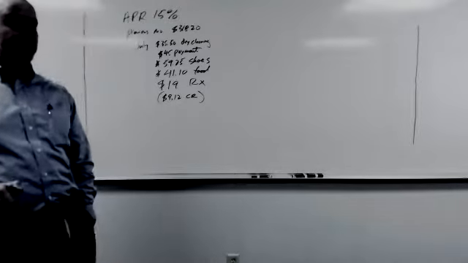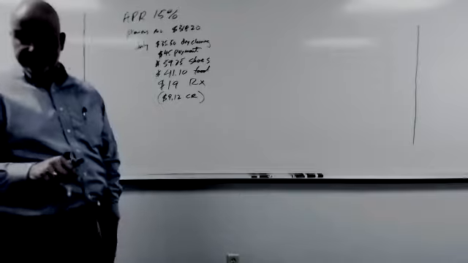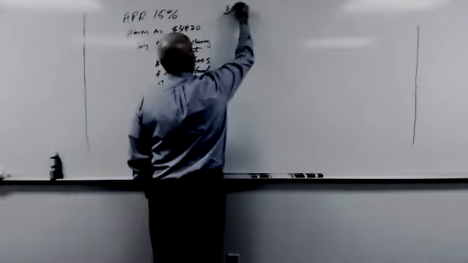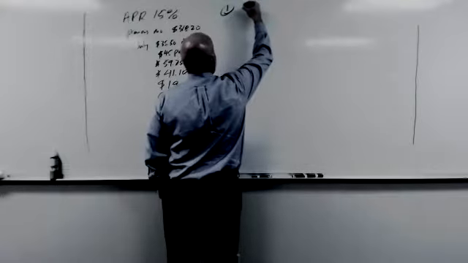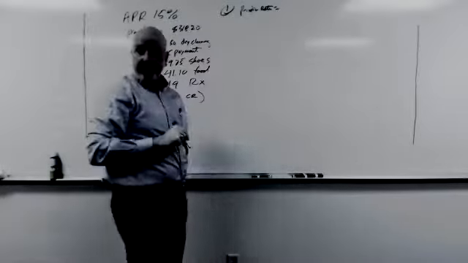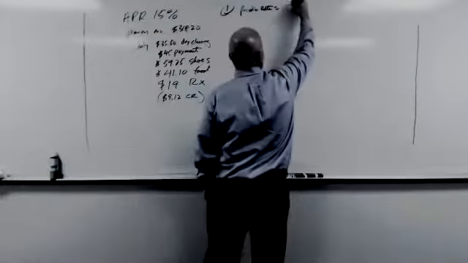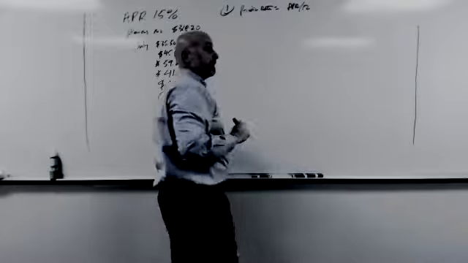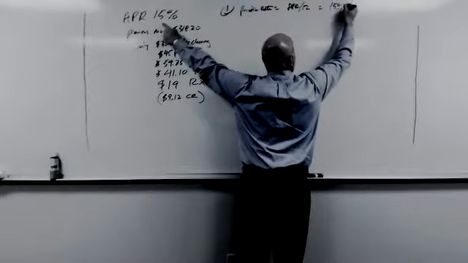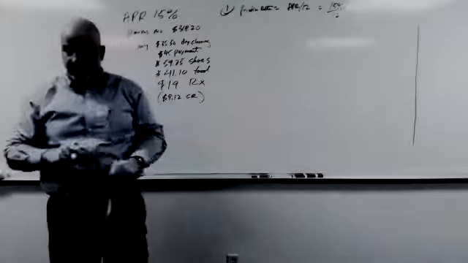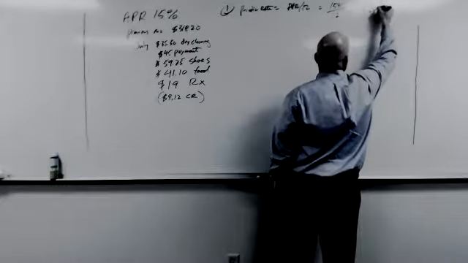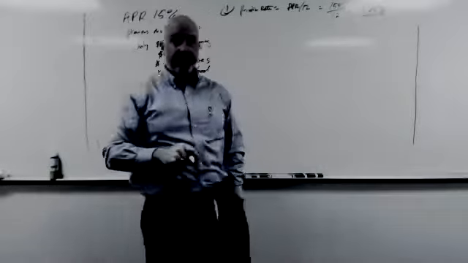So who has the steps that we're going to use? What was step one? Divide the APR by 12. So we're looking at the periodic rate, and to solve for that, we divide the APR by 12. In this case, the APR is 15% divided by 12. So the periodic rate is 1.25%.